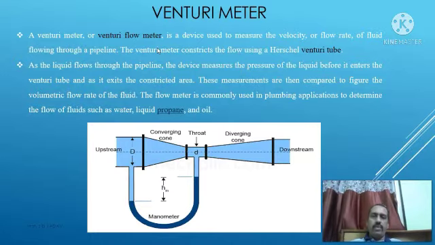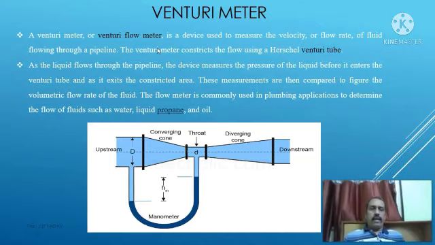As liquid flows through the pipeline, the device measures the pressure of the liquid before it enters the Venturi tube and as it exits the constricted area. These measurements are then compared to figure out the volumetric rate of fluid. Flow meter is commonly used in plumbing applications to determine the flow of fluids such as water, gas, propane and oil.